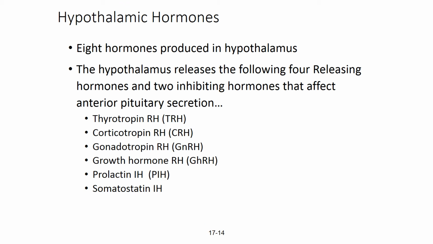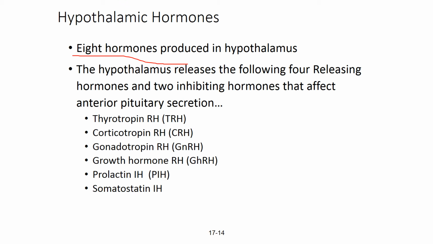So going back to our hypothalamic hormones, altogether there are 8 hormones produced in the hypothalamus. 6 of those hormones deal with the anterior lobe. The other 2 are going to deal with the posterior lobe. Again, oxytocin and antidiuretic hormone. Those are the 2 that deal with the posterior lobe. The other 6 hormones that are produced in the hypothalamus are the ones that float through that little portal system and regulate the anterior lobe.